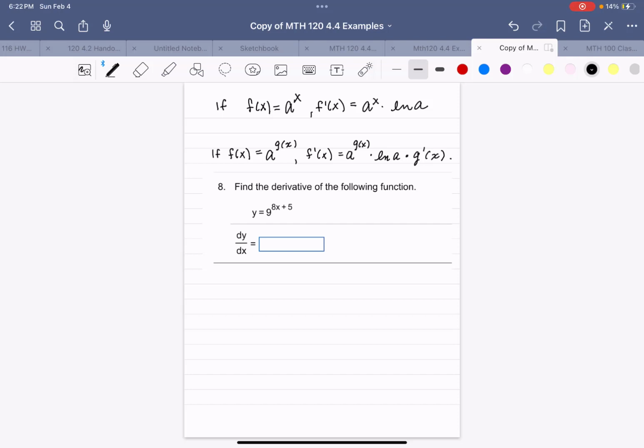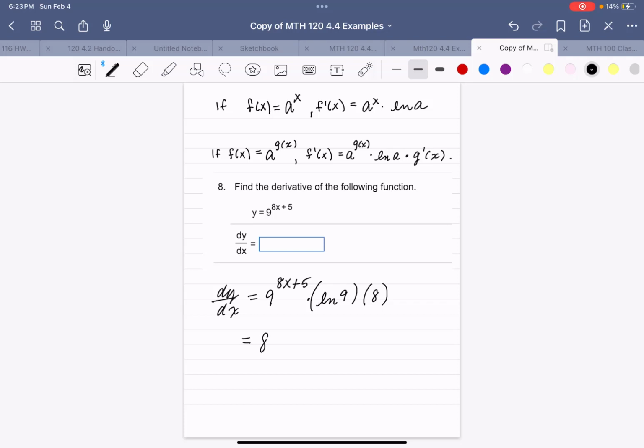So the derivative for y equals 9 to the 8x plus 5 would be dy dx is, copy the function, 9 to the 8x plus 5, times the natural log of 9, the base, and it's best to put parentheses around that, times the derivative of the exponent, which is 8. It just makes it clear that the 8 is not inside the natural log. Now, any way you write this, you're going to need to put those parentheses around that natural log.